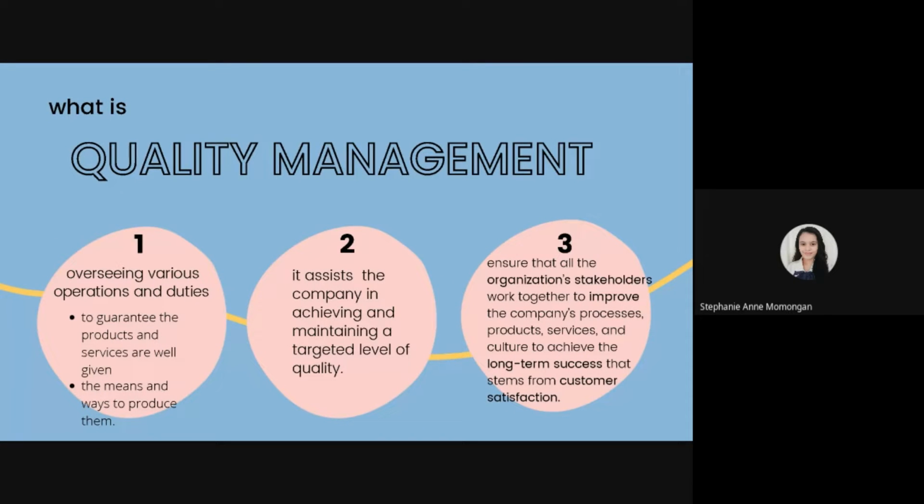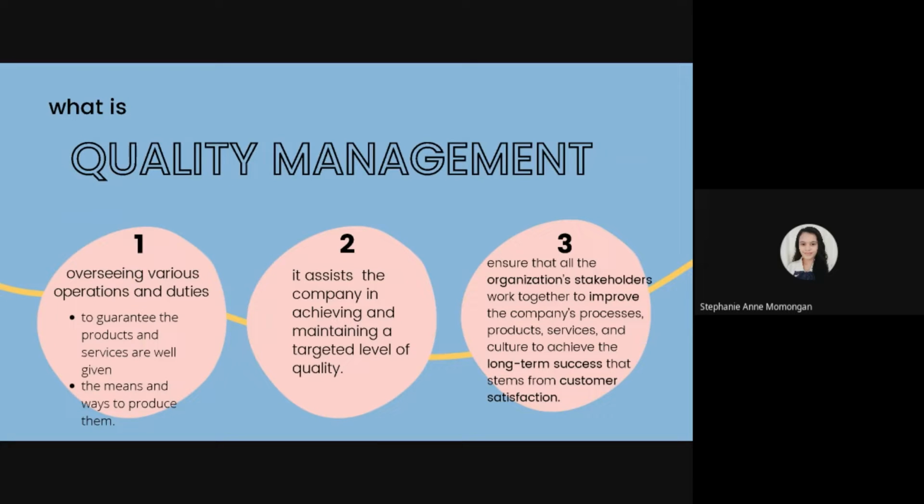So, what is quality management? Quality management is the act of overseeing various operations and duties inside a company to guarantee that the products and services given and the means employed to produce them are consistent. It assists the company in achieving and maintaining a targeted level of quality.